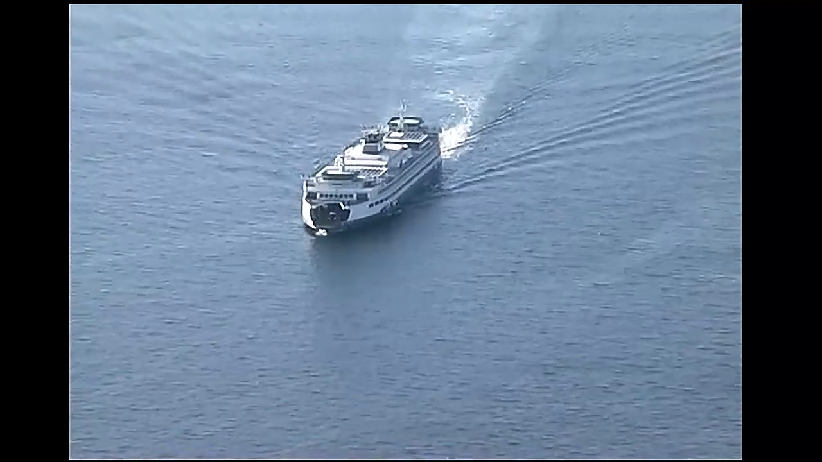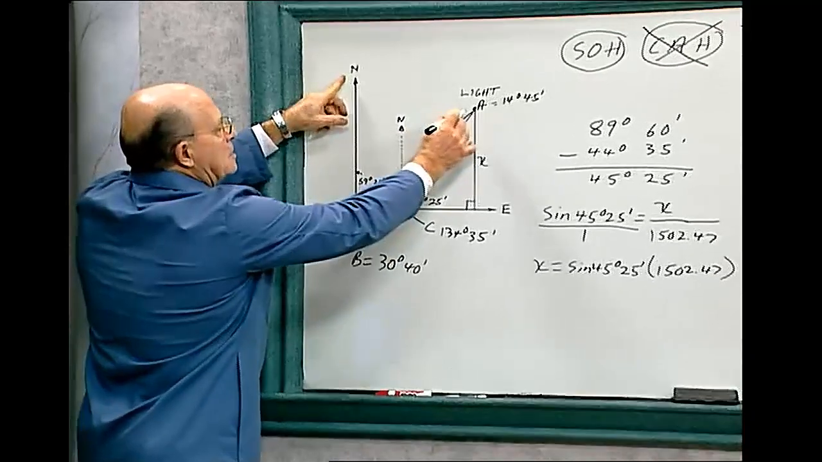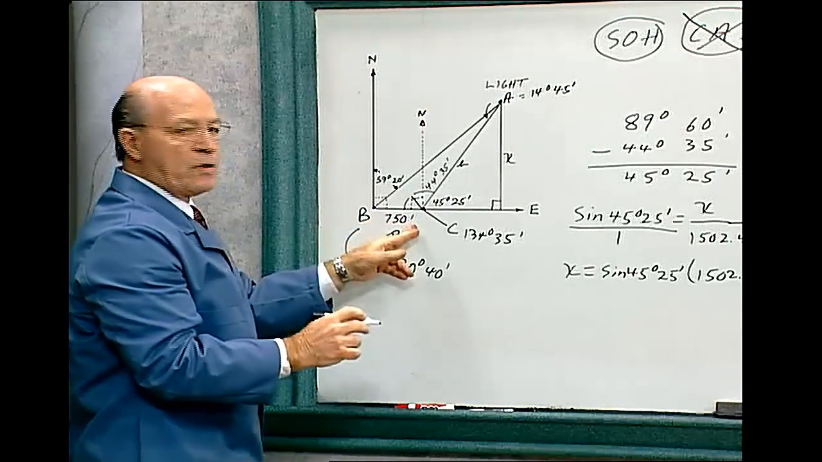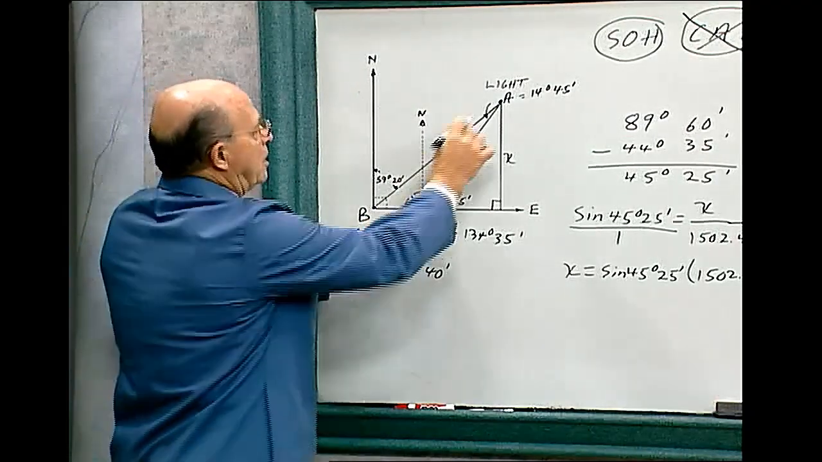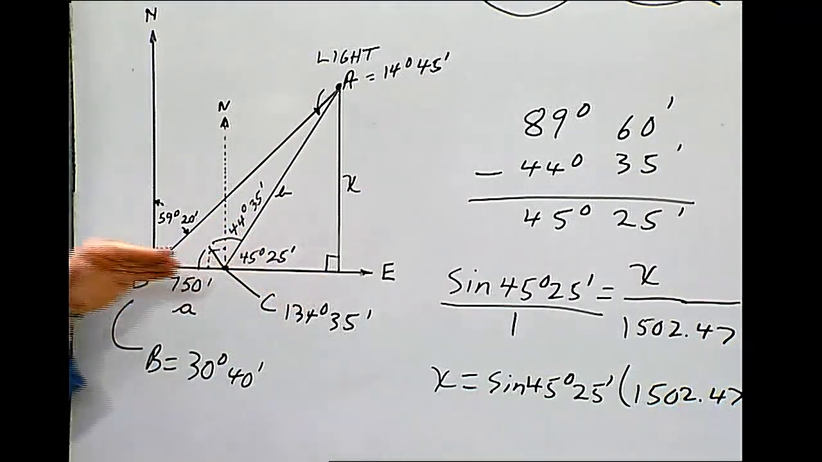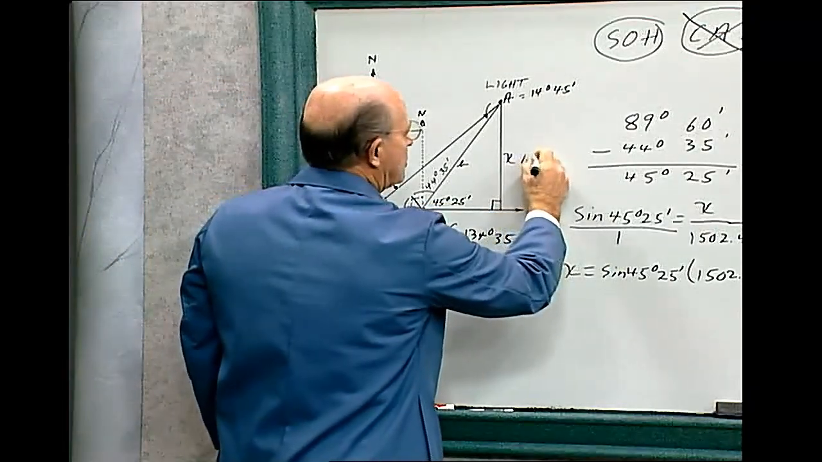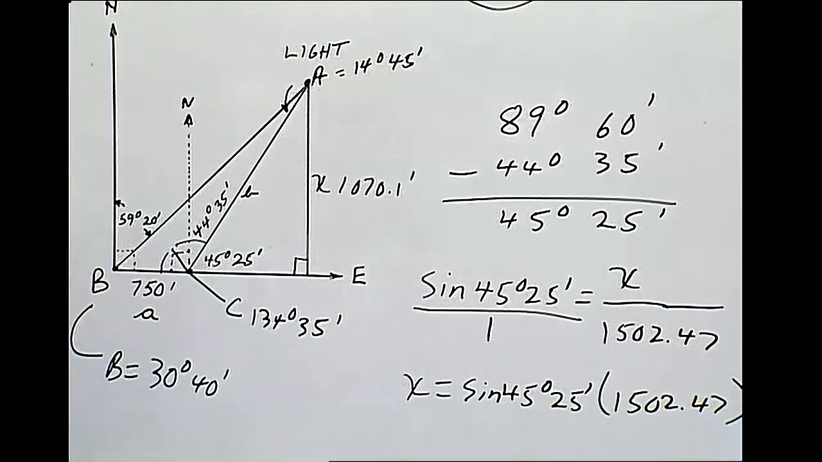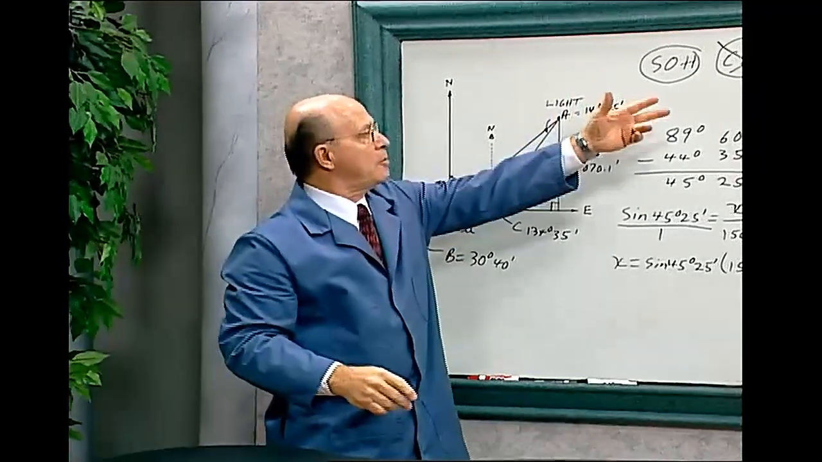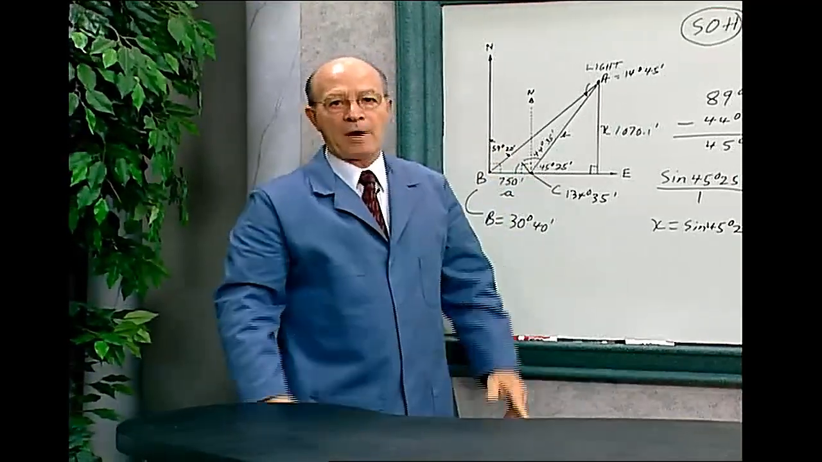So that ship traveling east takes a reading when it sees that light and gets a reading of 59 degrees 20 minutes, and travels 750 feet and takes another reading at 44 degrees 35 minutes. The closest it will ever go, if it keeps a straight line traveling east, will be 1070.1 feet. And as you can see, by using the law of sines and the trigonometry formulas that you've learned in this course so far, you can solve very complicated problems.